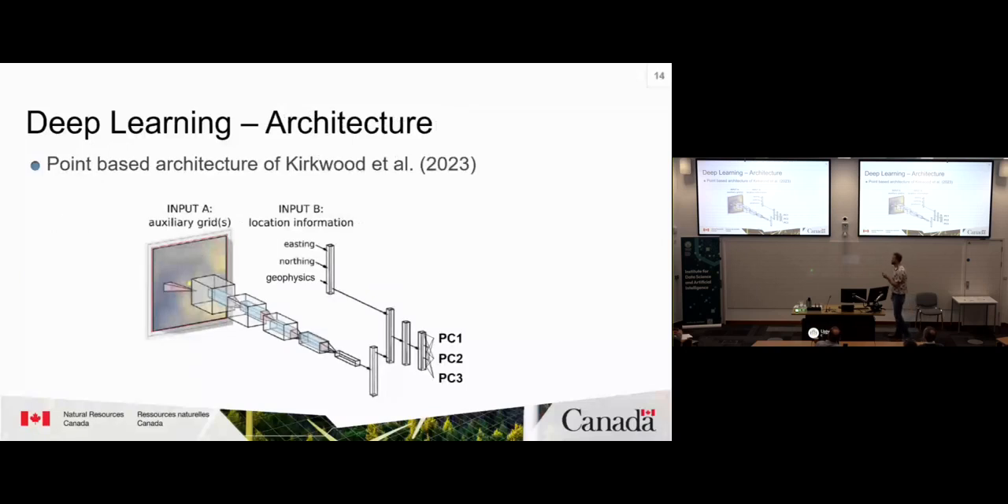So I'm using Charlie's 2023 architecture, where we're feeding it raster snips down a convolutional chain, and then the location information along with geophysics down another arm of the neural network, and then co-predicting principal components 1, 2, 3 from there.